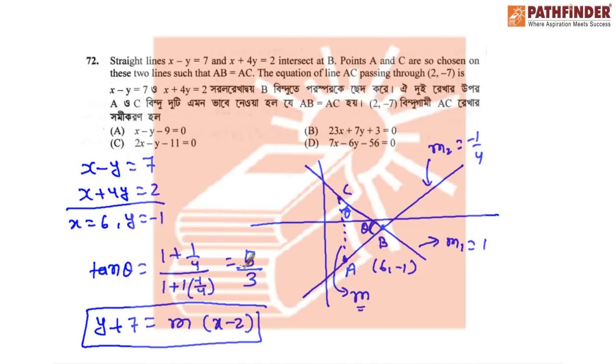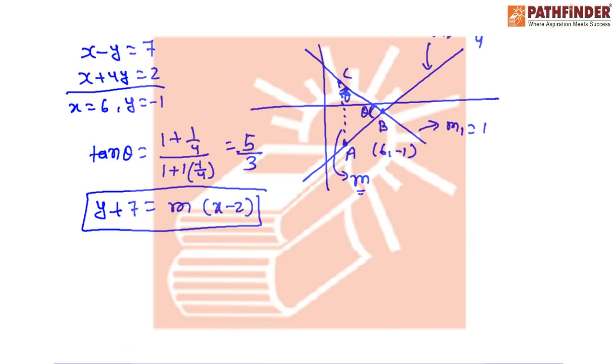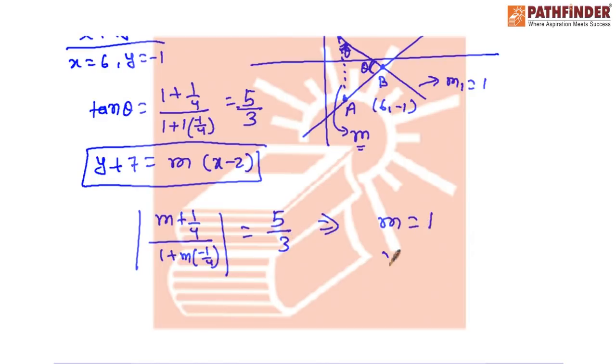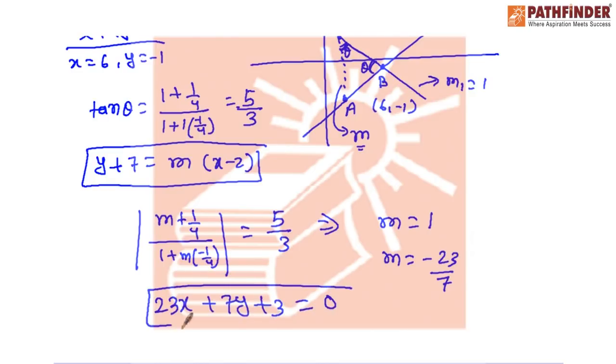Theta we have got. Now this angle theta, this is also angle theta. So now use this: mod of m plus 1 by 4 by 1 plus m minus 1 by 4 is equal to 5 by 3. On solving this, we will get m is equal to 1 and m is equal to minus 23 by 7. Now put this value of m here, you will get 23x plus 7y plus 3 equal to 0, which is given in option B.